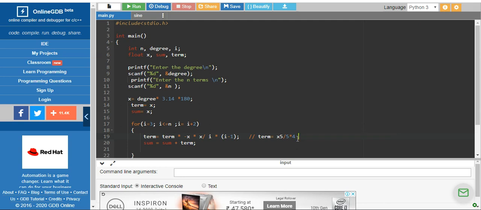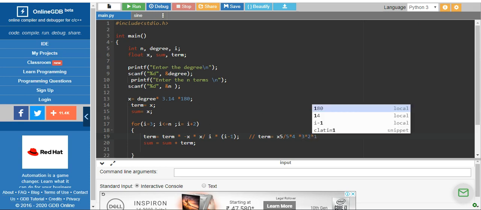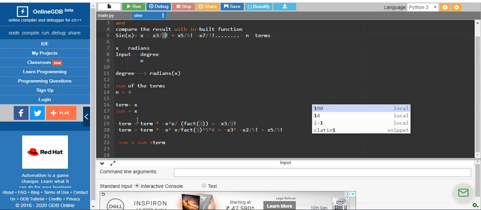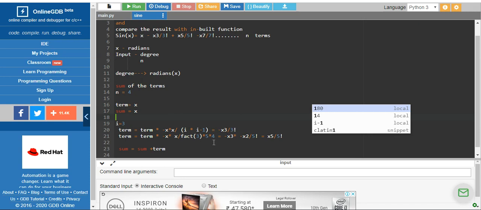x to the power of 5 into 5 star 4 into, already we had 3 factorial from the previous term. So I would like to have 3 into 2 into 1. So if I want to show it here, initially the i value was 3. So when i value was 3, what is the equation we used? i star i minus 1. So what is the value of i? i value was 3. So 3 into 2, you will get 3 factorial.